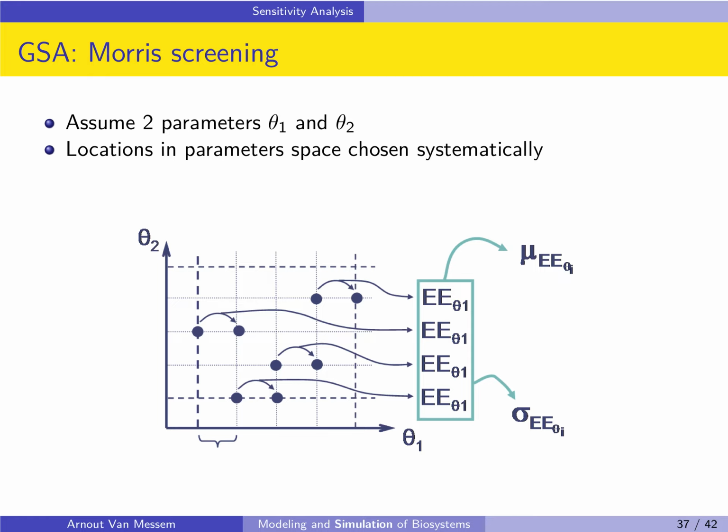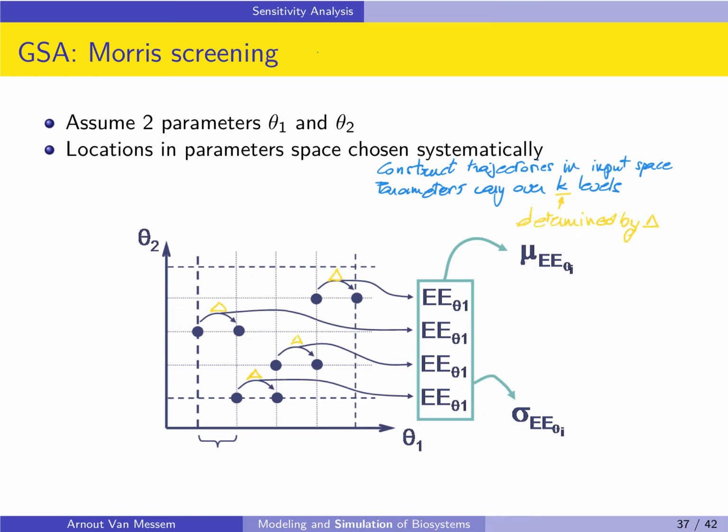The screening method will provide us with two sensitivity measures for each input, namely a mean and a standard deviation. The way that we obtain these sensitivity measures is through a design based on the construction of a series of trajectories in the input space. Each of the parameters is assumed to vary across k selected levels in the input space, where k is determined by the step size delta. For each of the trajectories, we then calculate an elementary effect.